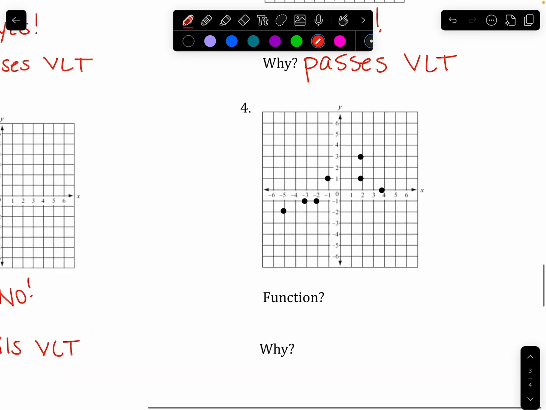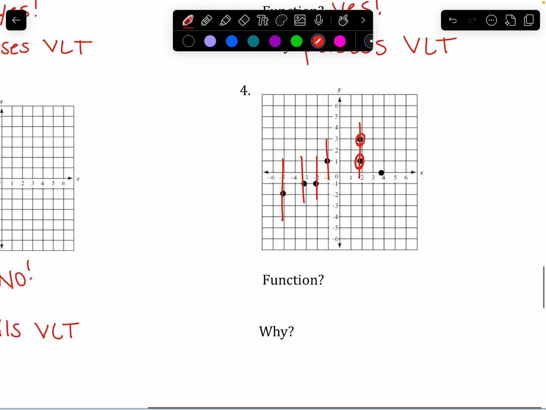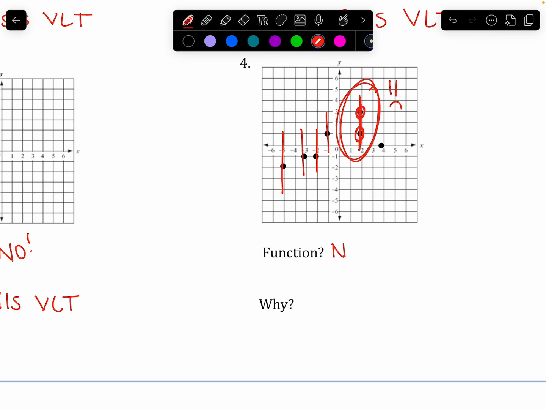Let's move on to this graph over here. These are a bunch of dots. If I put a line here, it's only going to touch that dot once, touch that dot once, touch that dot once. If I put a vertical line here, it touches two different coordinates, two different dots. But I was just using one vertical line. So that right there is bad. This is not a function. It fails the vertical line test.